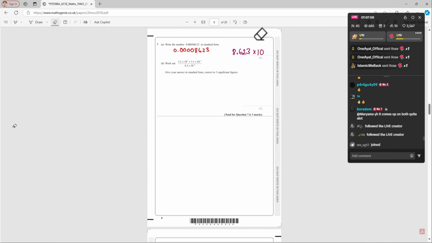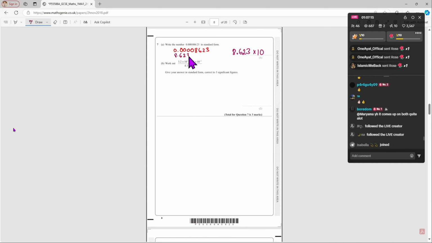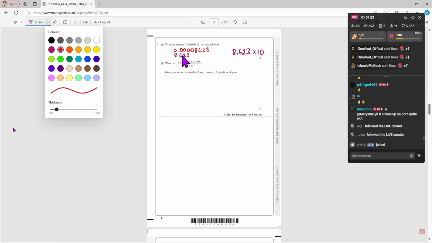How do we do that? We know that we have to go from this number to 8.623. We could count how many spaces backwards we have to go, or what else you can do is start from here and work your way backwards. I think this way is better. So we're going to start from the 8 over here and count how many steps we go back.